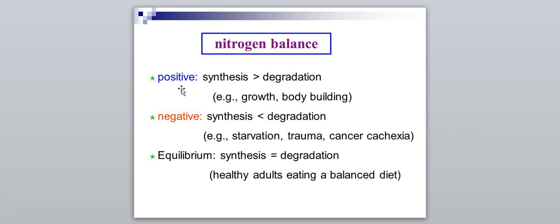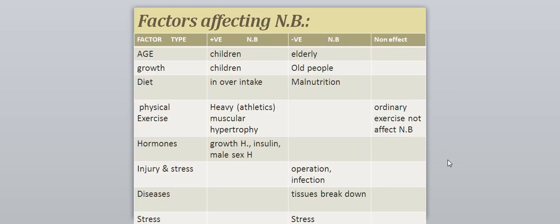So as we said, nitrogen balance will be positive when the synthesis of protein is more than degradation. This occurs in growth and bodybuilding. While it is negative when the synthesis is less than degradation. Degradation is more; there is destruction of protein as in patients with starvation, trauma, cancer, cachexia, and so on. Equilibrium: the synthesis equals the degradation. Any healthy adult eating a balanced diet will be normal.